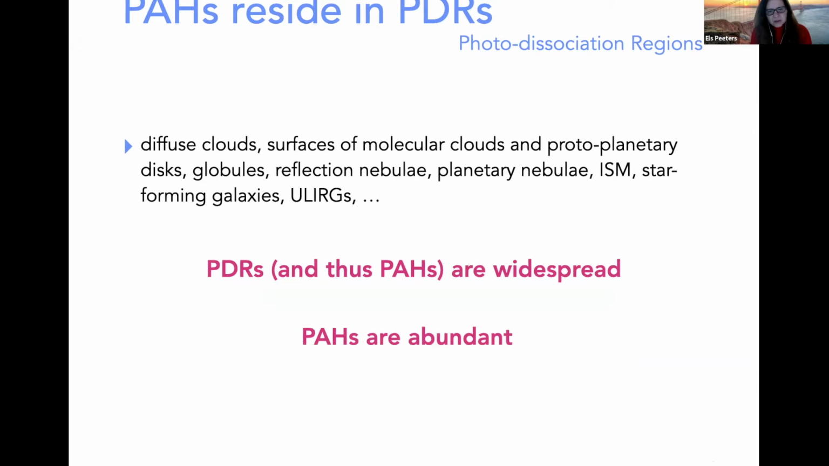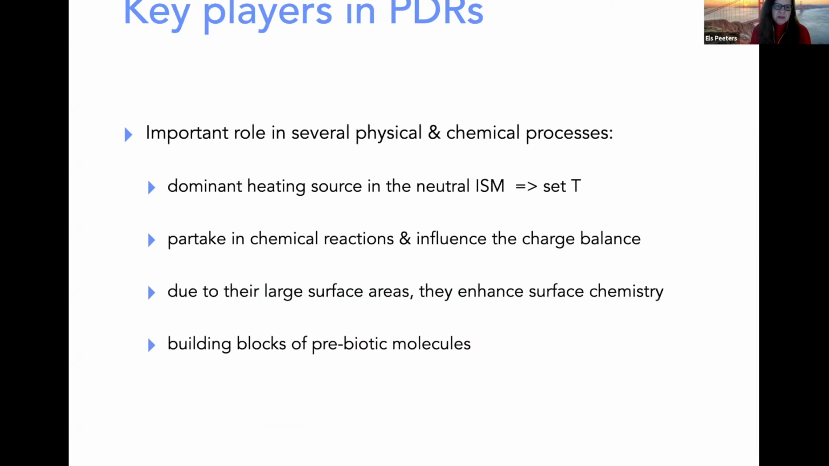And so PDRs, yes, they are associated with classical star-forming regions, but they're also associated with illuminated diffuse clouds, surfaces of molecular clouds, protoplanetary disks, globules, reflection nebulae, planetary nebulae, the interstellar medium, star-forming galaxies, ULIRGs. And so PDRs are widespread in our universe, and so are PAHs. Moreover, PAHs are quite abundant. And so because of their big abundance, they are key players in PDRs.